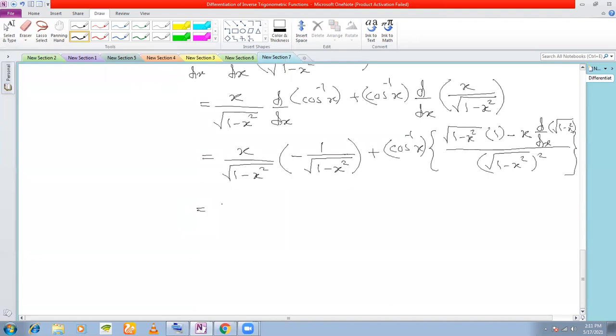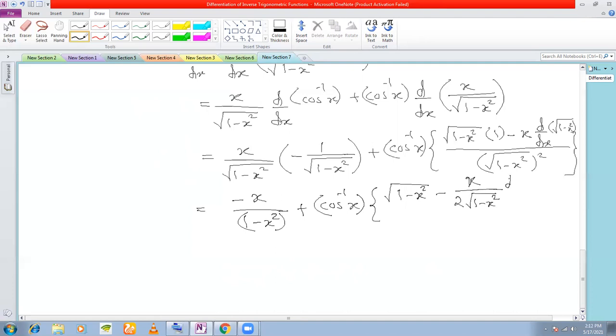So here you get minus x by 1 minus x square simply. And here you get cos inverse x into, you get here root under 1 minus x square minus, when you're differentiating root 1 minus x square, first you differentiate the radical. So you get x by 2 root 1 minus x square into the d/dx of 1 minus x square. The whole thing divided by 1 minus x square.